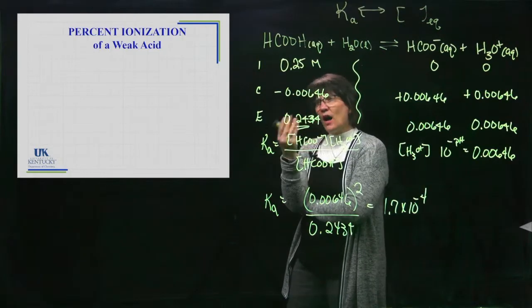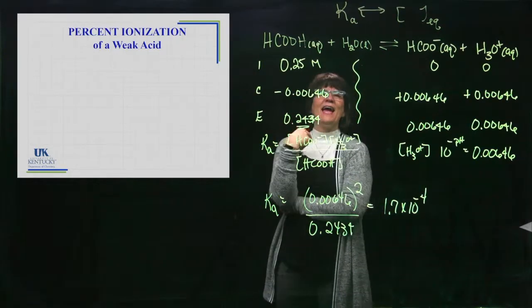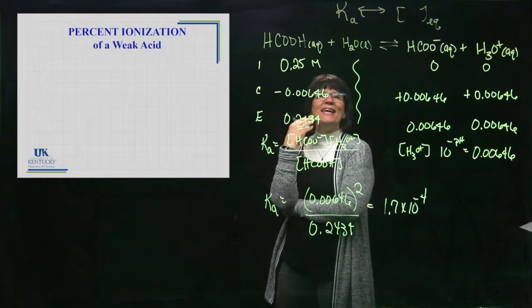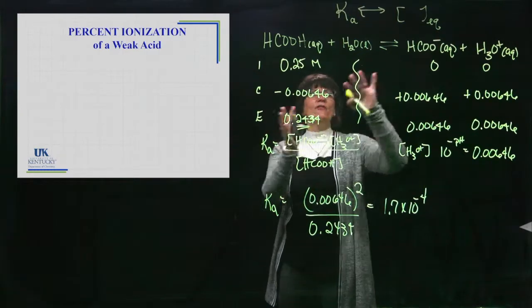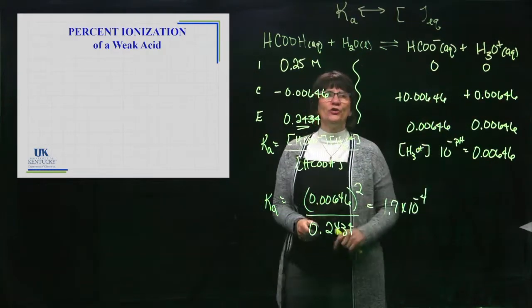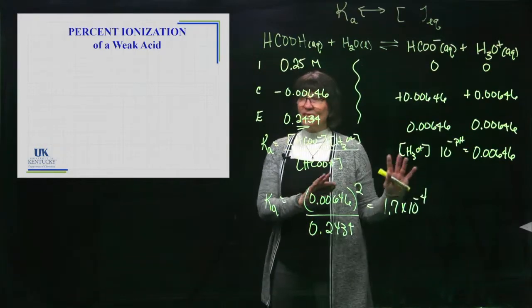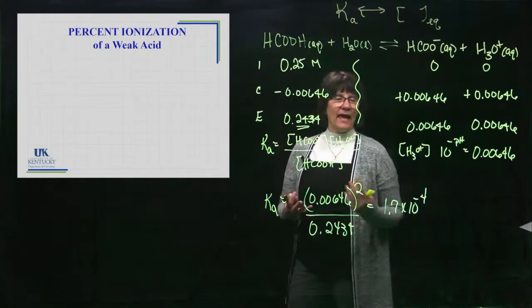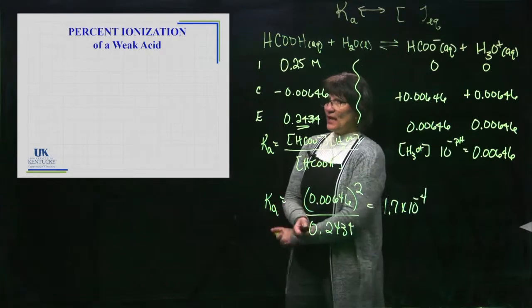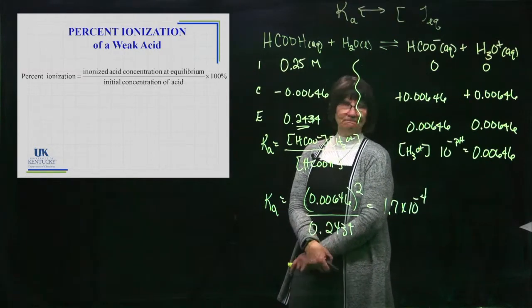But there's another common term that we talk about with acids, and that is its percent ionization. It is another way of telling us how far this lies to the right. A small K means it doesn't lie very far to the right, and that's one way of knowing it. But percent ionization is another way, so let's define it.